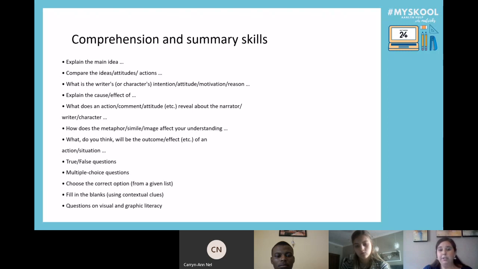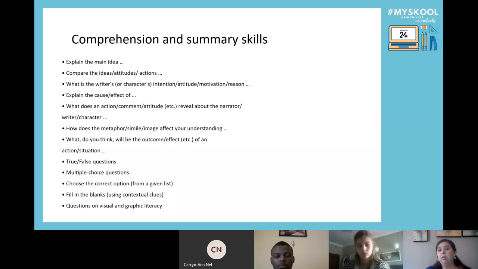True or false questions. People, we no longer ask you, say whether the following is true or false. We say why the following is false. And then you have to go and look in the text for proof that it is false, okay, or that it is true. Multiple choice questions, choose the correct option from a given list, fill in the blanks using contextual clues, questions on visual and graphic literacy.